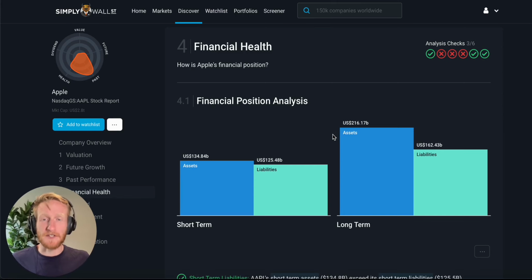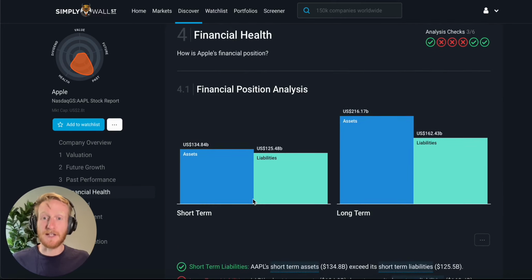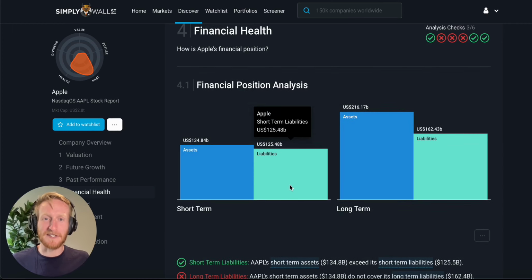So the first section we're going to have a look at here is the financial position analysis, and basically there's two checks that Simply Wall Street does here. The first one is whether or not the short-term assets cover the short-term liabilities, and the second one is whether the short-term assets cover the long-term liabilities. Now, I'll do a bit of an explanation to add some context.